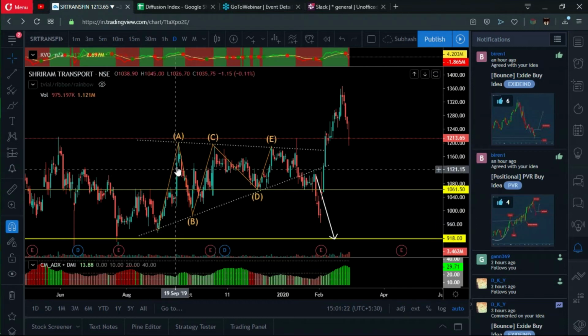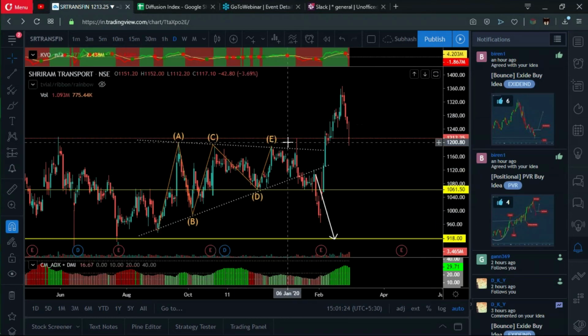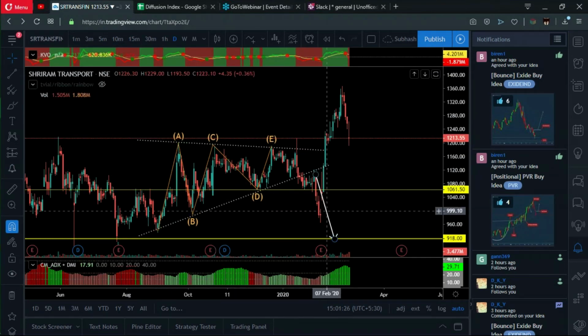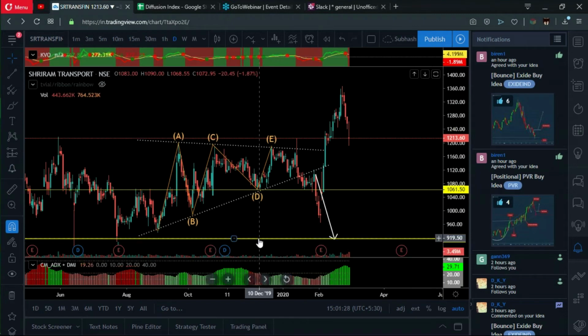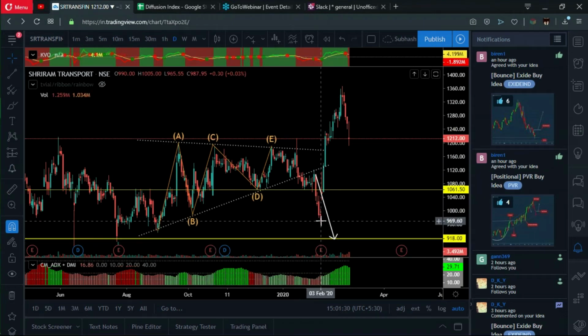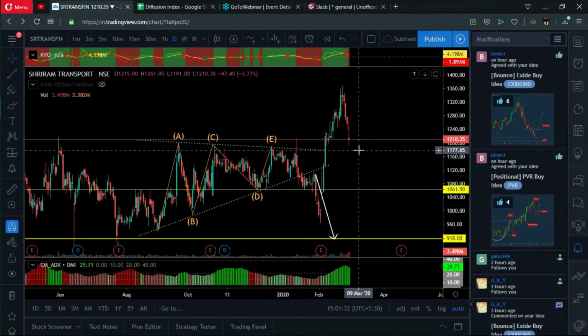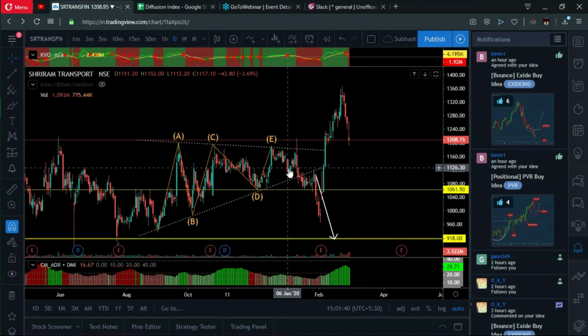This is another type of triangle I had made. A B C D E, but it didn't go fully. I expected it to go here, but it just went here and then reversed. So this is a failed one. If you hadn't exited at the right time, it would still make you profit.